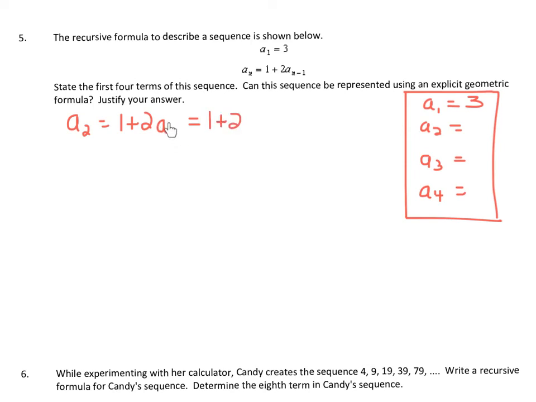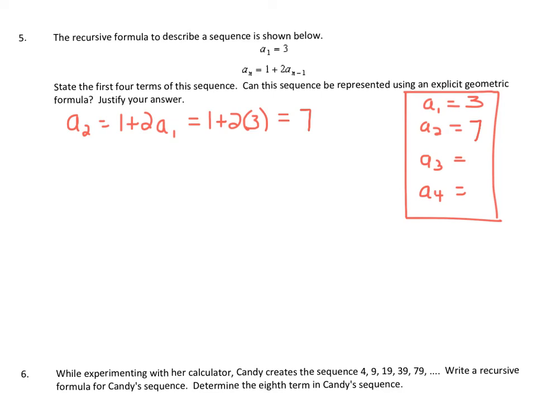times a sub 1. But don't we know a sub 1, right? Didn't they give that to us? They said it was 3. So I'm going to replace that with a 3. So that's why in a recursive sequence we have to use the previous term to help us with whatever term we're on. Okay, so then we're just doing 1 plus 6, which is equal to 7. So the second term is equal to 7.